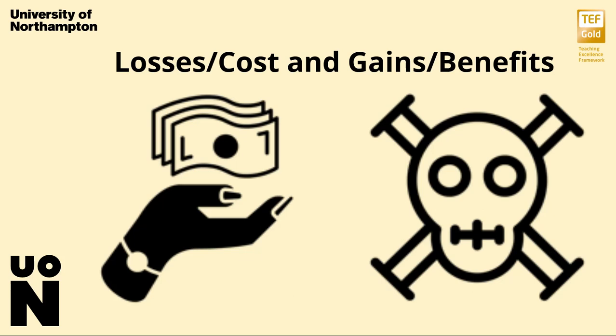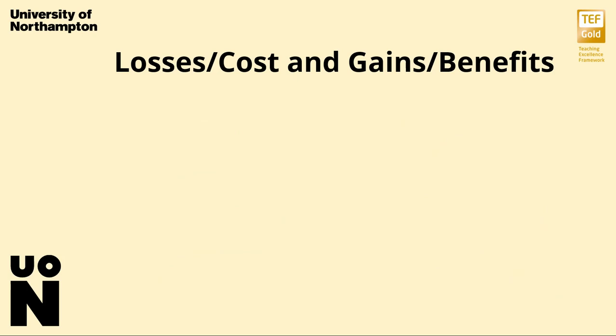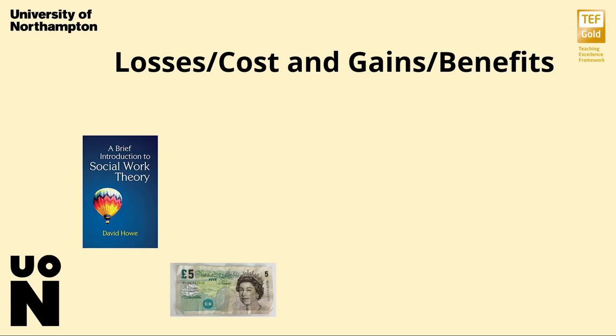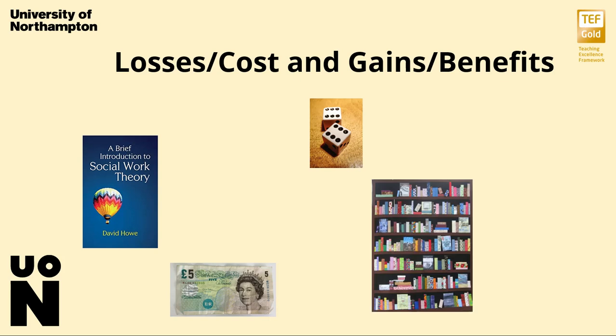Compare these two situations. Situation number one. I say to you, if you give me £5, I will give you a copy of David Howe's book, A Brief Introduction to Social Work Theory. Situation two. If you roll 2 dice and give me the amount of money represented by the sum of the number on the 2 dice, then I will randomly pick a book off my shelf and give it to you. Now, the first situation is clearly not a risk. You lose £5 and you gain a specific book, but you know exactly what you're getting.